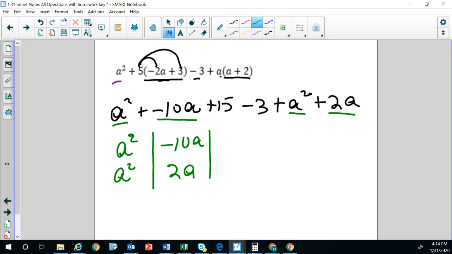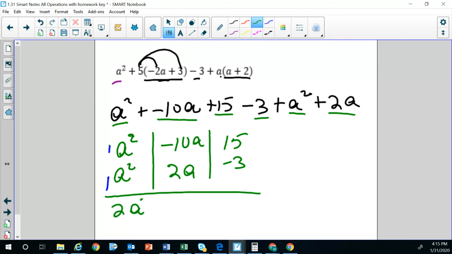I move on to my constants now. I have a 15 and a negative 3. 15 and negative 3. I add those. Now a squared and a squared, remember, even though it's not shown, there's a 1 here. All right, so when I add those two a squared, I'm going to get 2a squared. Because 1 plus 1 is 2.